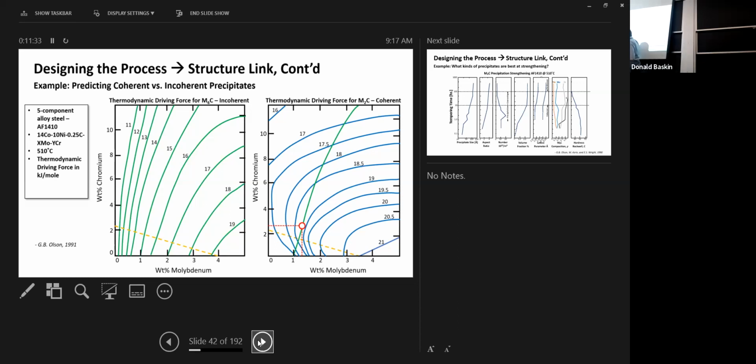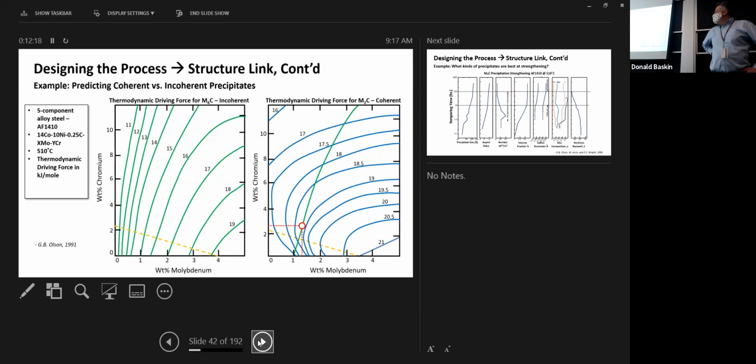Now, I've copied that 15 kilojoules per mole line onto this graph. And here it is, right here, the green line. That's the border, that's the constraint, that's as far as you can go. That's a constraint to this optimization problem. Now, you want to maximize the driving force for the M2C carbide coherence. So that would be a tangent between this green line and the blue line. That's why that's the composition, and that's the one that gives you the highest strength. Okay, does that make sense?